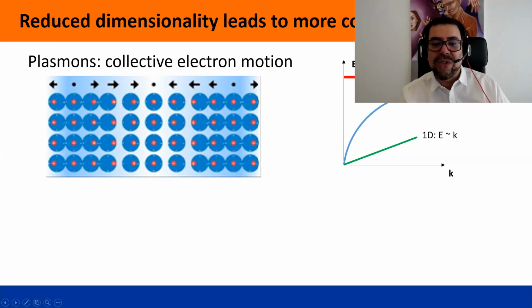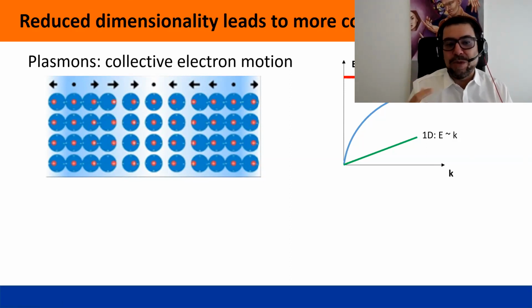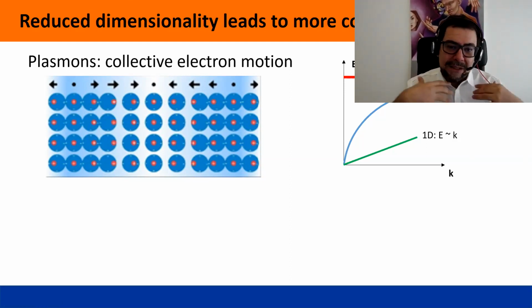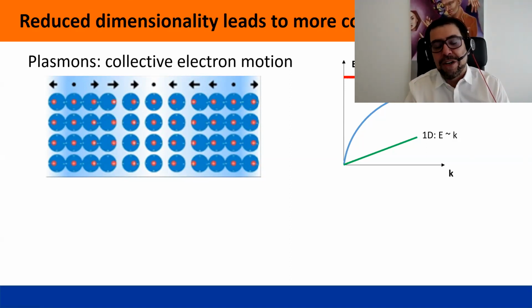In 3 dimensions, the energy of a plasmon is pretty much independent of the crystal momentum, okay? In 1 dimension, it's essentially linear with momentum. Now, in 2 dimensions is a special case. It goes like the square root of the momentum. So you see, the velocity, the speed at which the plasmon moves, is essentially the derivative of the energy with respect to the momentum, okay?